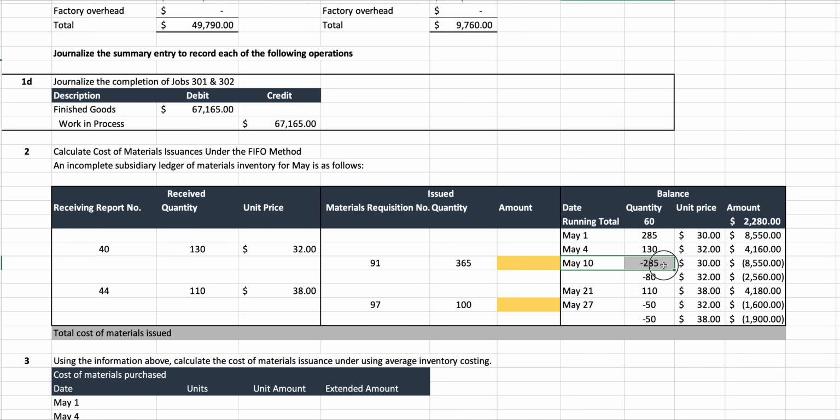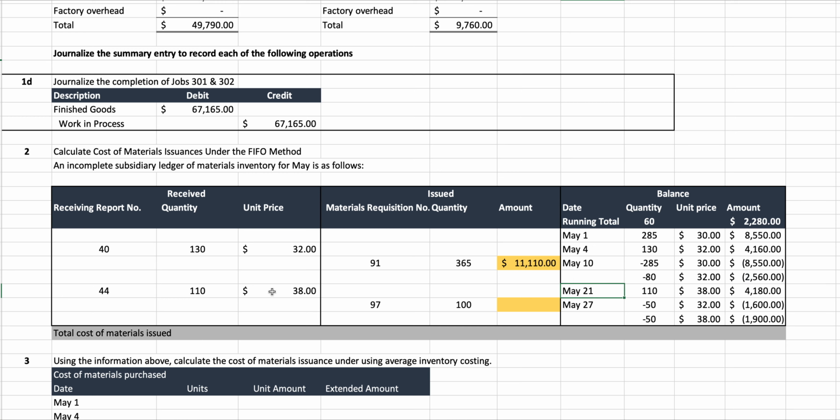So I actually removed that from my inventory, my cost accounting system, 285 at the $30. But that's not what your production floor ordered. They ordered 365. So I take the other 80 units at the cost of $32 a piece to give my production floor exactly what they need. So the total cost is going to be the 285 at $30 and the 80 units at $32. And that amount is $11,110. And that is just the sum of those two numbers.